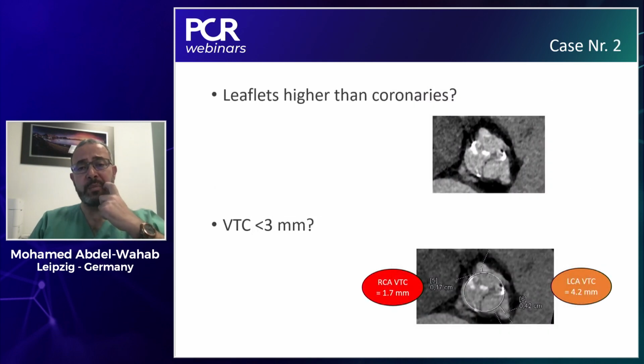If we go to case number 2, again, both leaflets are higher than the coronaries, and you can see here a very small VTC to the right. It's smaller than 3. So for the right, you're actually done. This right coronary artery is at high risk of obstruction.